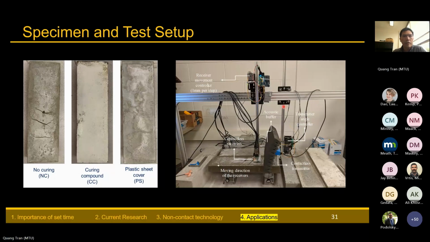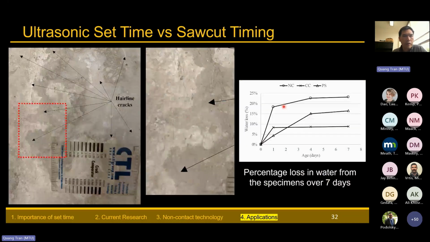And here is one example of the hairline cracking that happened to one of the samples. As you can see, there is a lot of hairline cracking on this surface. If I zoom in on this area, you can see hairlines everywhere over the surface. Other than the visual inspection, I also did a water loss test in order to quantify the effectiveness of the curing compounds.